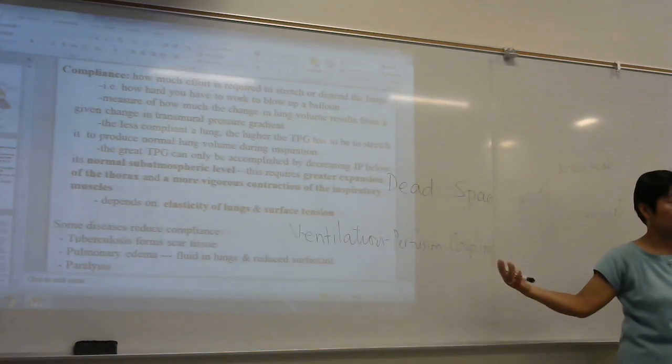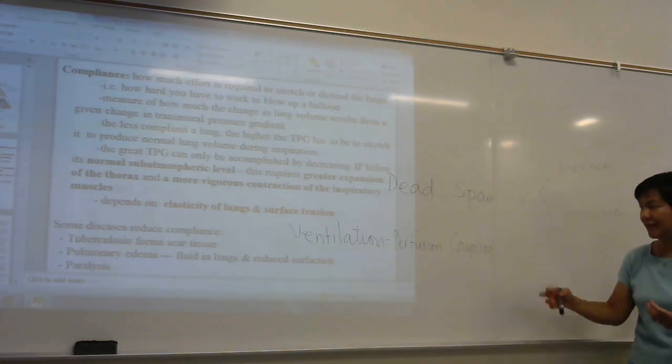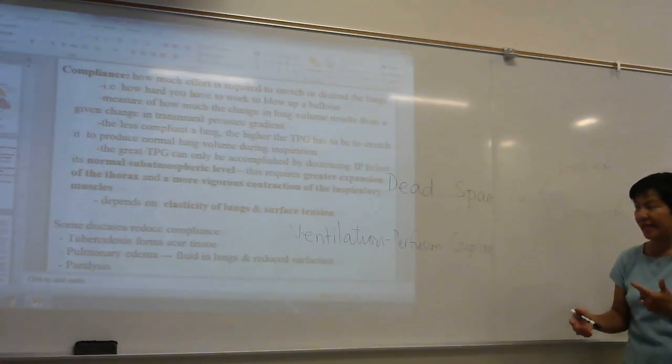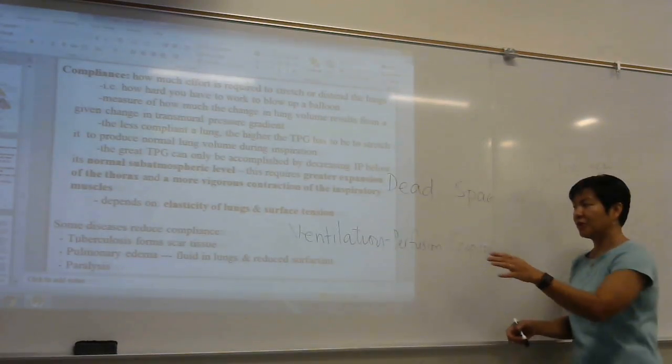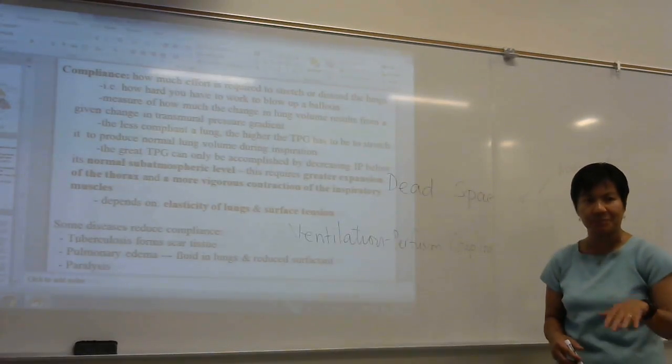The opposite is in your tissues, right? In your tissues, if there's high carbon dioxide, blood flows there. It's the opposite here. It's called ventilation perfusion. Any part where the ventilation is compromised, there will be no perfusion or decreased perfusion.